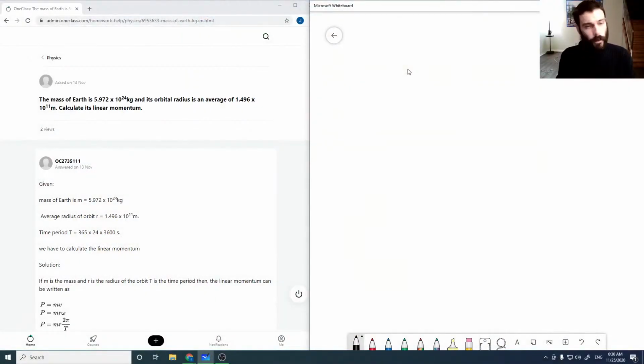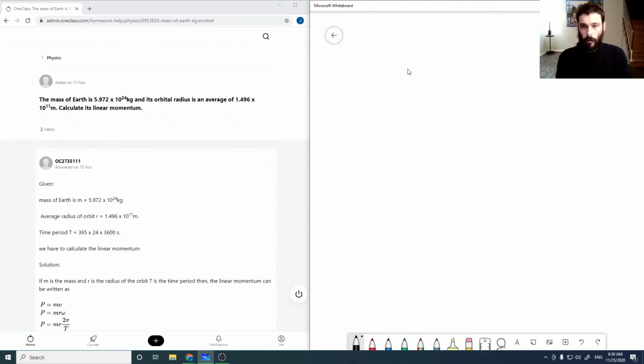So here's the first question. The mass of Earth is 5.972 times 10 to the 24 kilograms, and its orbital radius is an average of 1.496 times 10 to the 11 meters. Calculate its linear momentum.